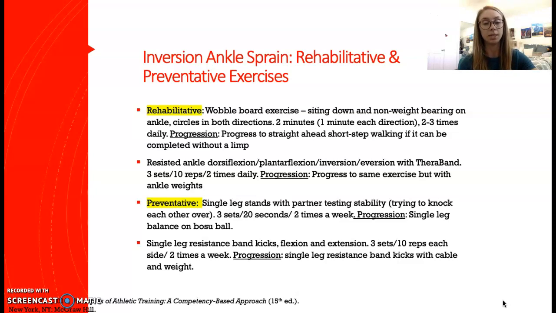For prevention, it would help to integrate these workouts on the field in their warm-up with single leg stands with a partner, testing their stability, and then progress up into a single leg balance on the Bosu ball. And then we can also do the single leg resistance band kicks in flexion and extension, and hopefully progress into single leg standing with cable band kicks.